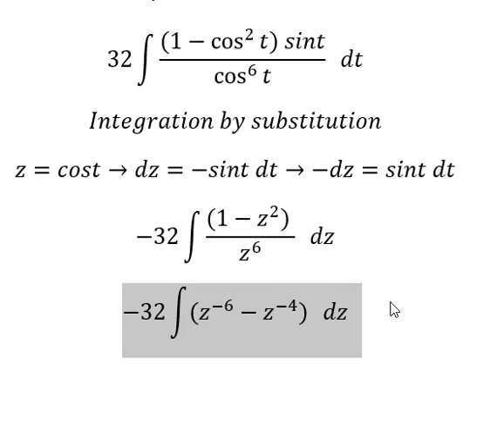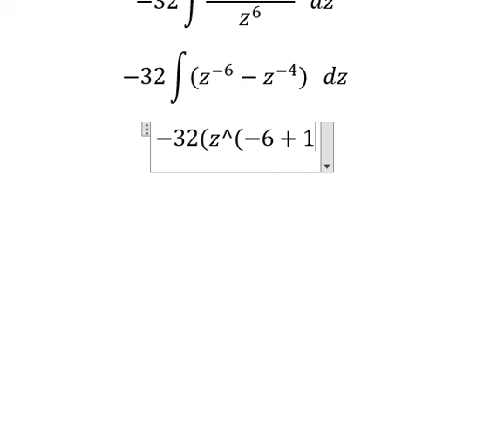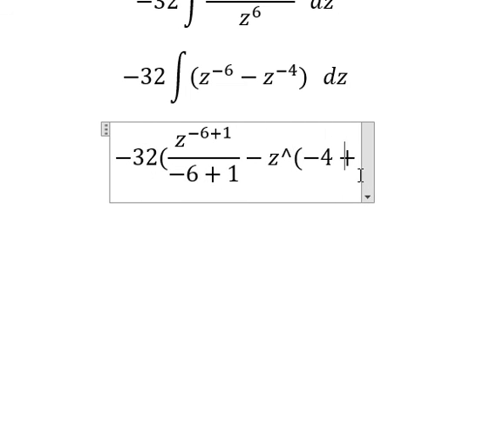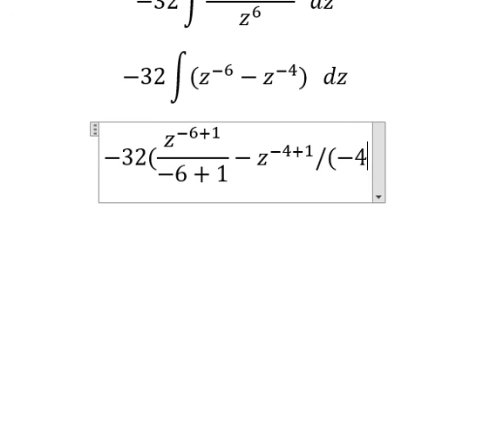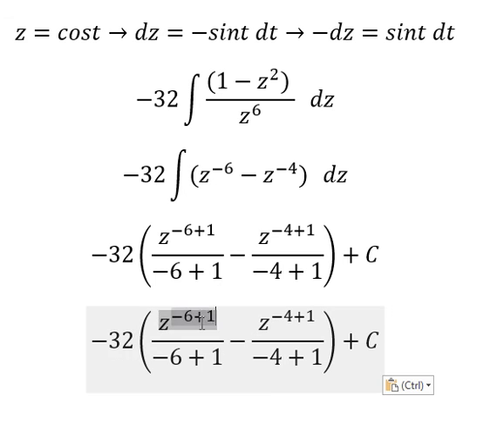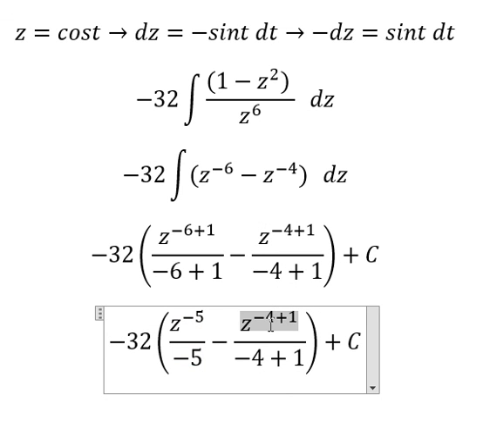And now we have the final answer. The integration of z to the power of negative 6, you get z to the power of negative 6 plus 1 over negative 6 plus 1. Similar for the next one. So this one you get negative 5, negative 5, negative 3, negative 3.